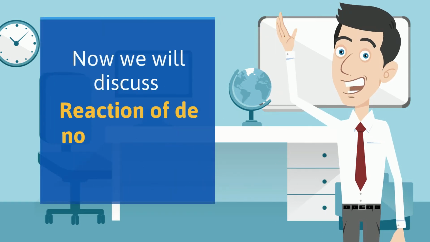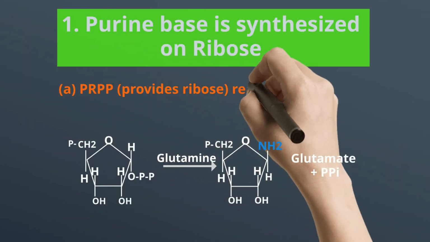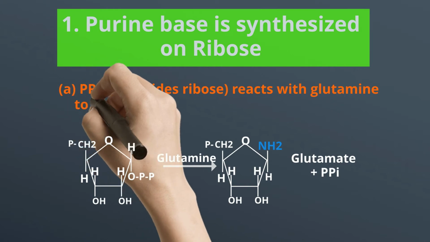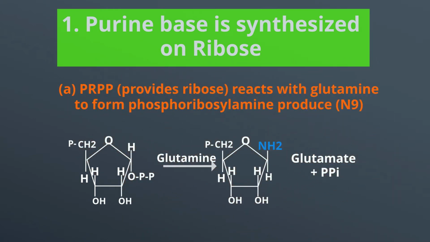Now we will discuss reaction of de novo pathway in details. The purine base is synthesized on the ribose moiety. 5-phosphoribosyl 1-pyrophosphate, PRPP, which provides the ribose moiety, reacts with glutamine to form phosphoribosylamine. This first step in purine biosynthesis produces N9 of the purine ring, and is inhibited by AMP and GMP.